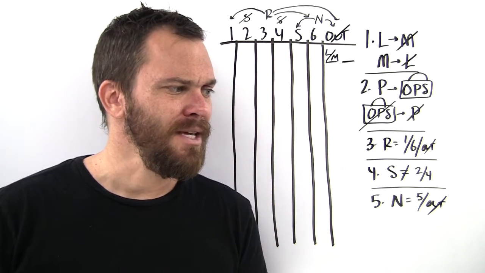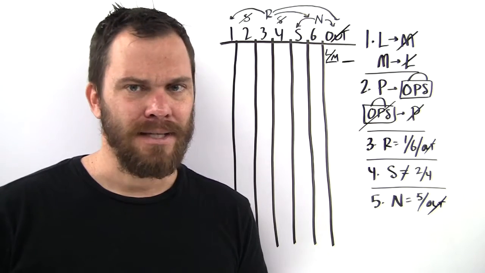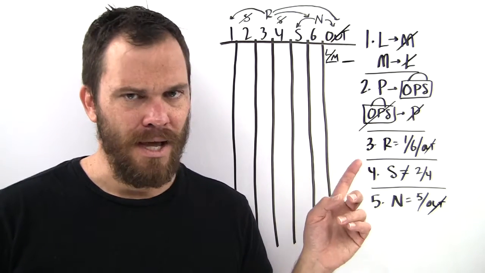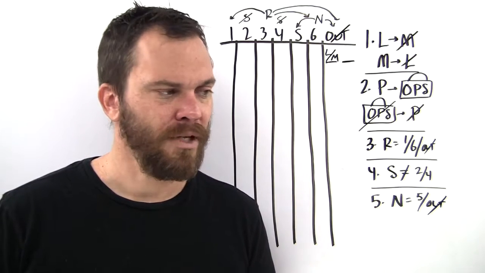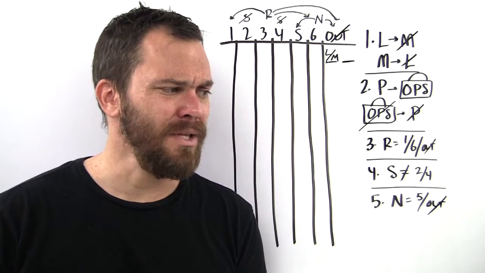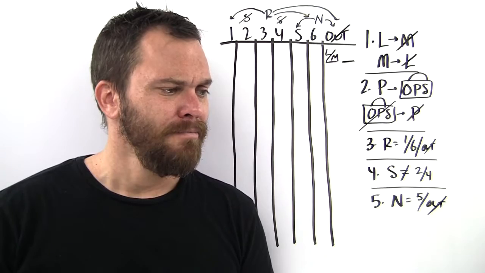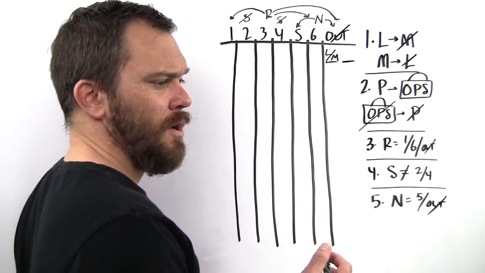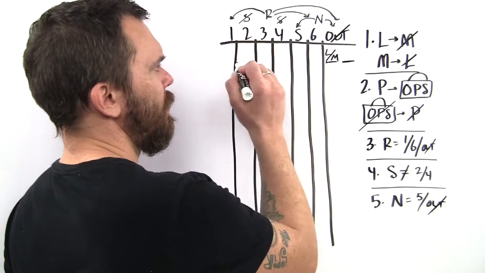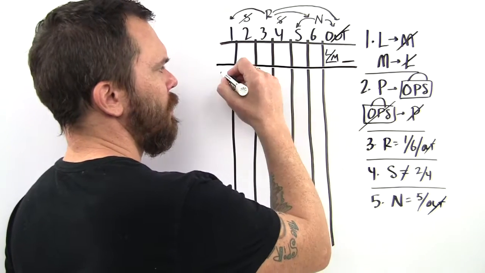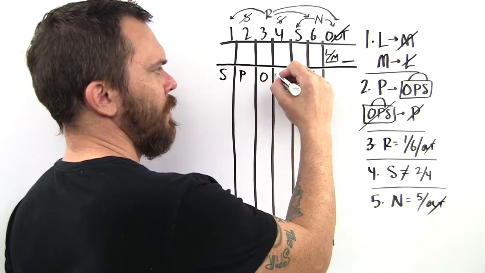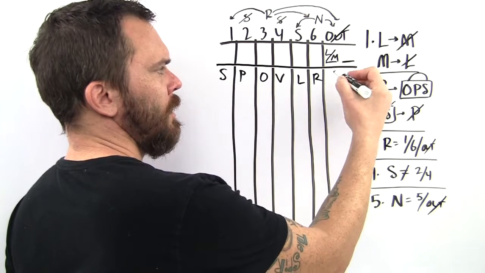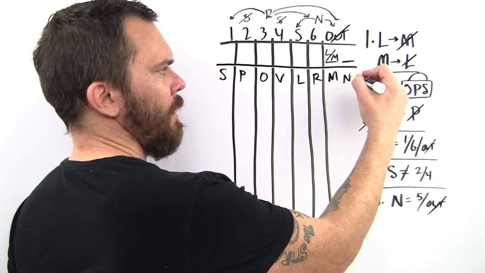And in answer choice D, you've got RPS. And if you've got P, it is OPS or SPO. Get rid of D. That leaves us with E. I'll throw it into my diagram, SPO VLR, leaving out M and N.